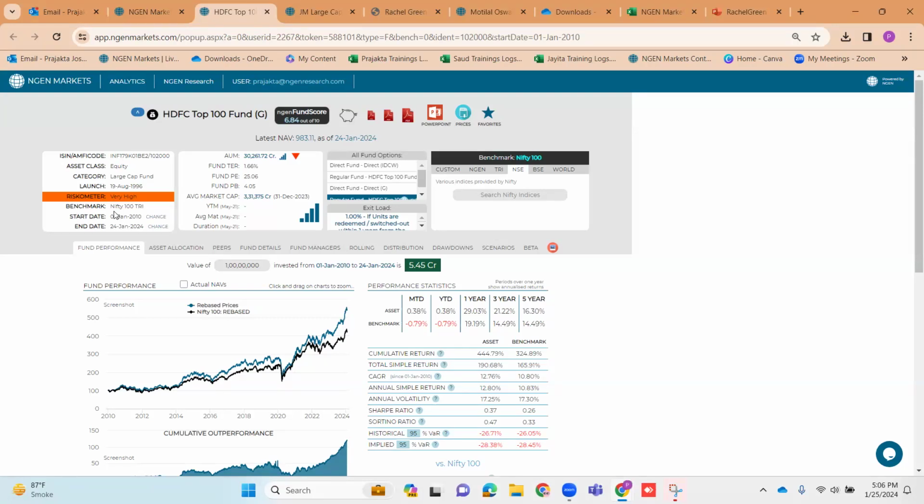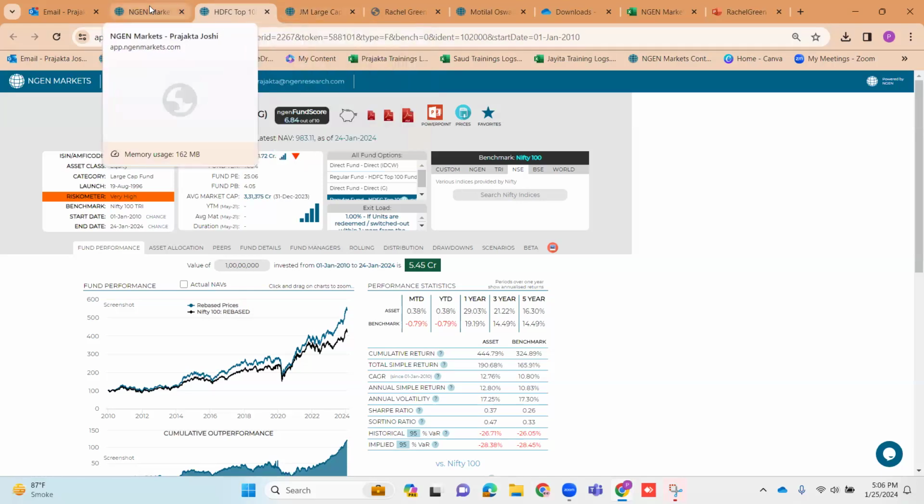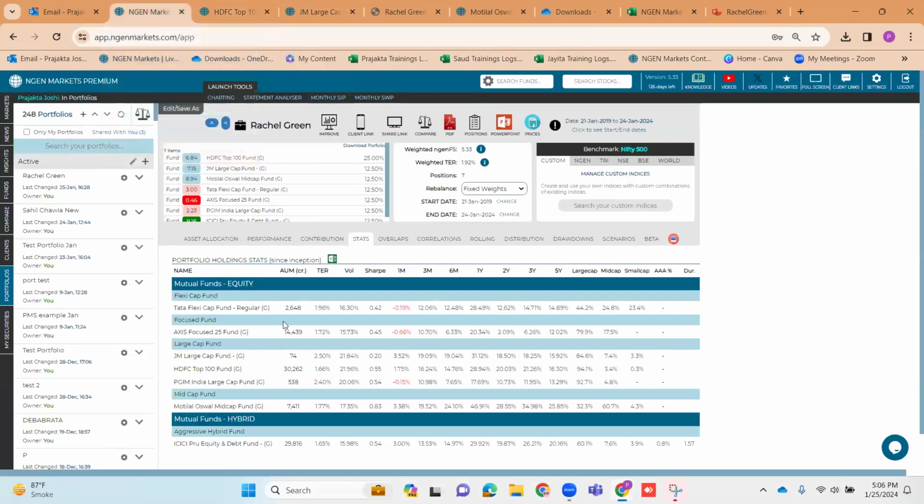So they just become, the comparison becomes meaningless. So what we can try and do is see if every category has a set SEBI declared benchmark, and then use that for all the funds in that SEBI category.